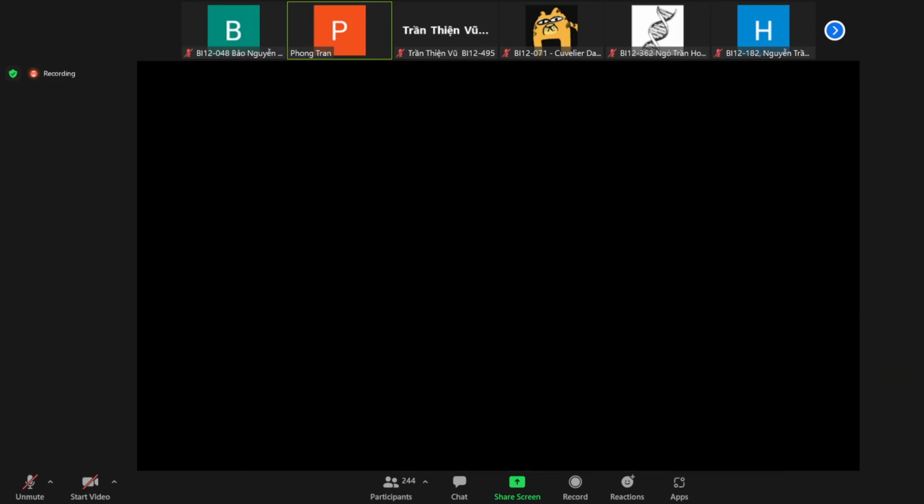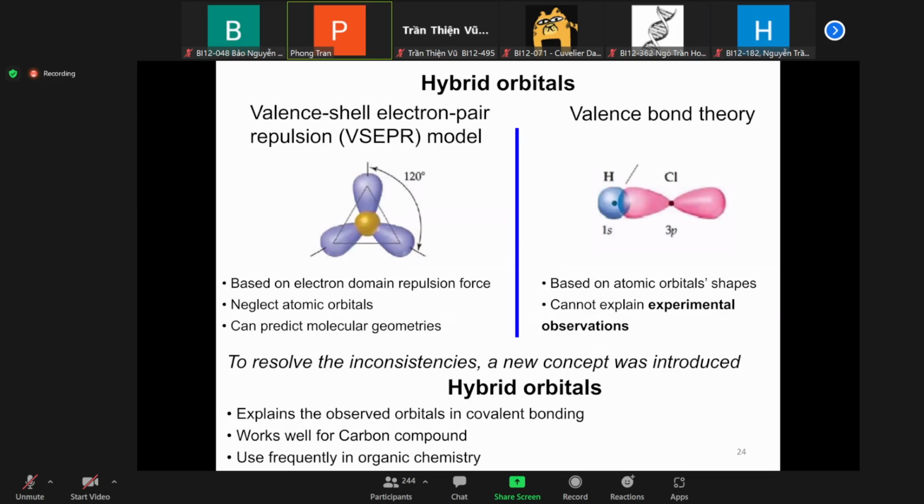Now, we move to the next concept. We talk about the hybrid orbital. Here in this slide you see a summary of the two concepts we already learned: the valence shell electron pair repulsion model and the valence bond theory, which goes through the overlapping of the atomic orbitals. The valence shell electron pair repulsion model is based on electron domains, including both bonding and non-bonding electron domains, and forgets the atomic orbital. We consider only the electron domain. We forget about the orbital.